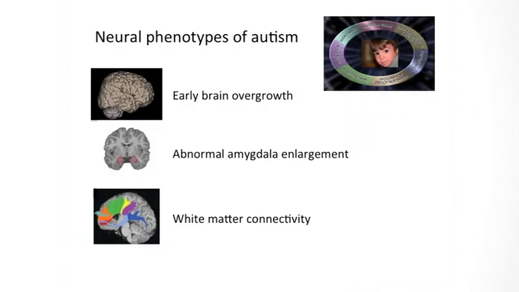So I'm going to focus the talk on three different neural phenotypes of autism. One is going to be this notion of early brain overgrowth. That is probably the most consistently found result in MRI studies of autism. And this is, well, I'll get into that. The second is abnormal amygdala enlargement, and I'll tell you about the amygdala in a few minutes. And then white matter connectivity. So this picture here is now actually tracking fibers that go through the corpus callosum, which is the largest fiber bundle in the brain. This comes from diffusion-weighted imaging.